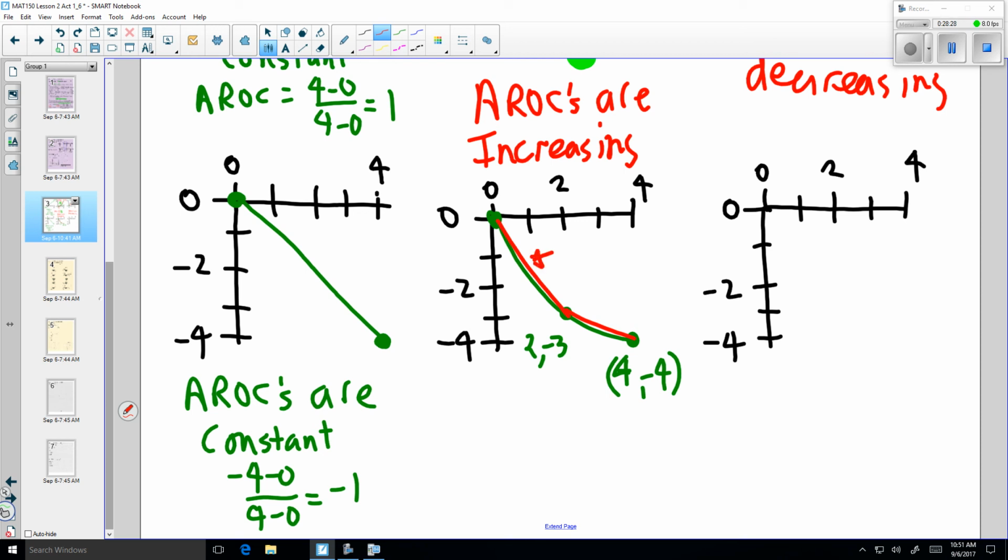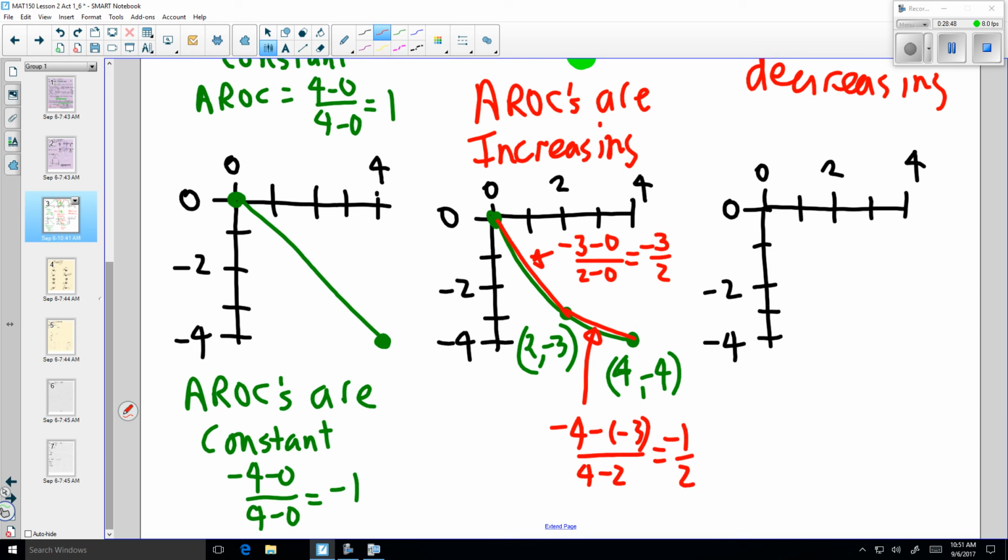Let's compute it. So it's -3 minus 0 over 2 minus 0, so -3/2. That's that AROC. And then this AROC is -4 minus -3 over 4 minus 2, so that's -1/2. So definitely this is more negative than this. So yeah, the -3/2 is more negative than the -1/2.